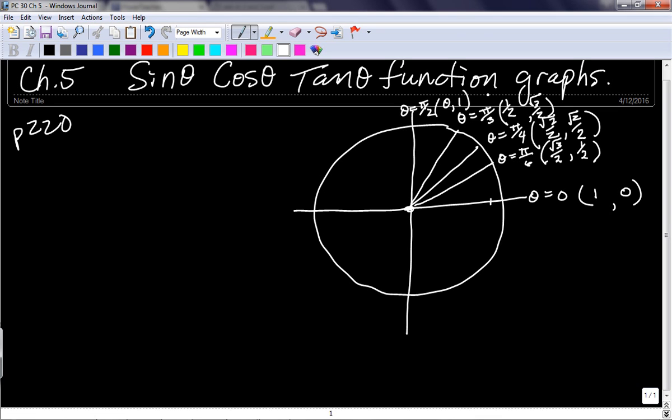All right, so that's a little bit crowded there, but those are important to know, and that's going to help us graph the sine and cosine function, and the tan later as well. But I think 5.1 is just sine and cosine.